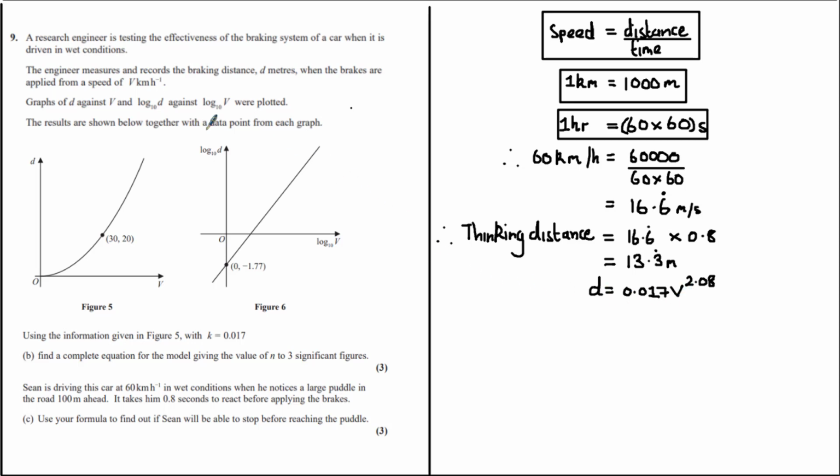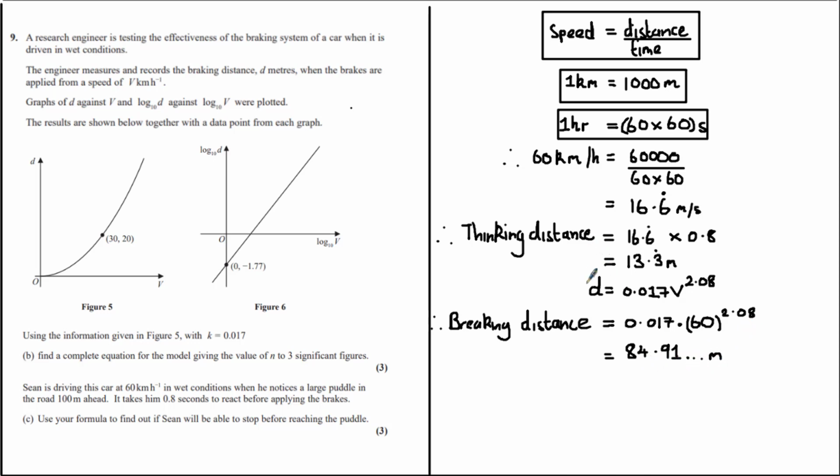Now always just checking the units. In the first part of the question we saw that the braking distance d in meters is calculated from this formula at speeds of v kilometers per hour, and therefore we are rightfully allowed to substitute speed in kilometers per hour. So subbing the speed that Sean was driving at, which was 60 kilometers per hour, we get that therefore the braking distance is equal to 0.017 multiplied by 60 raised to the power of 2.08. Subbing this in our calculator, we get 84.91 and so on meters.